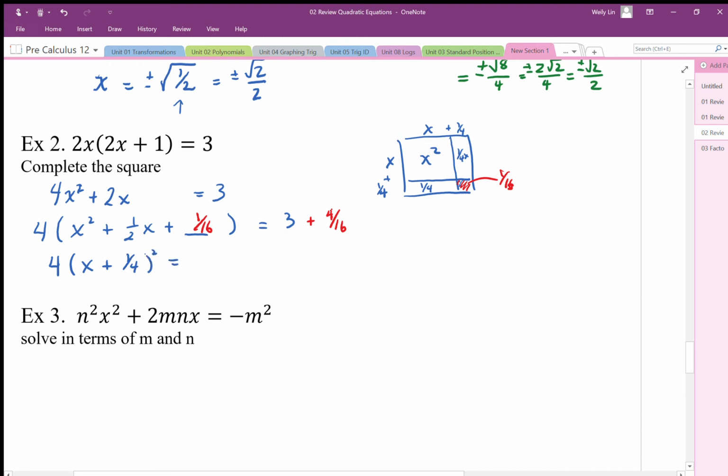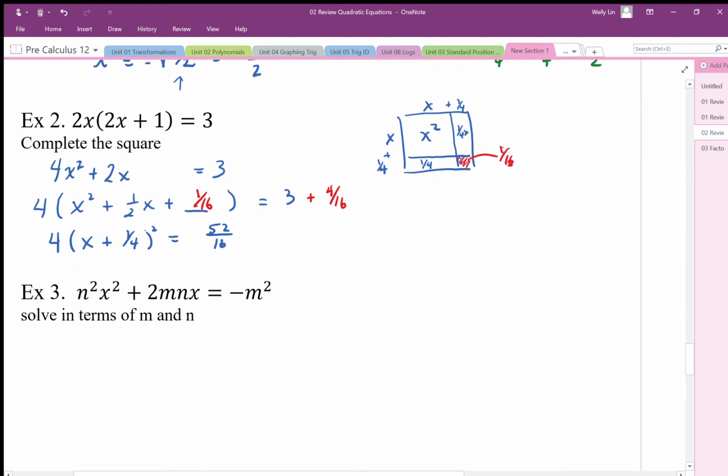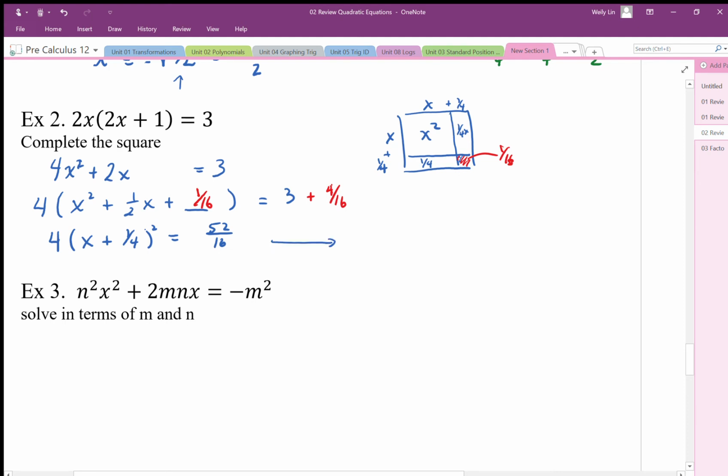Okay, and I'm just going to make this into one denominator, so 52/16. So that's going to be 3 times 16 plus 4. I'm going to divide both sides by 4 and solve it by square rooting. So the completed square form allows me to solve by square rooting.